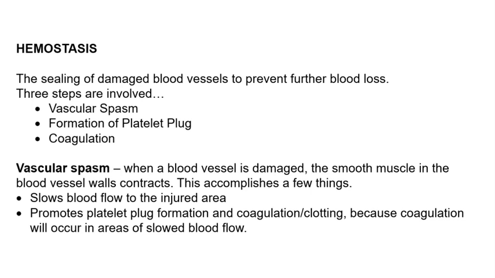The immediate effect of damage or trauma to the blood vessel is what's called vascular spasm. Smooth muscle lining the walls of the blood vessels will contract, and this decreases the diameter of the blood vessel where the injury has occurred, which is going to accomplish a few things. It slows blood flow to the injured area, which slows blood loss, and it promotes the formation of the platelet plug and begins activating the clotting factors, as both of those will occur in areas of slowed blood flow.